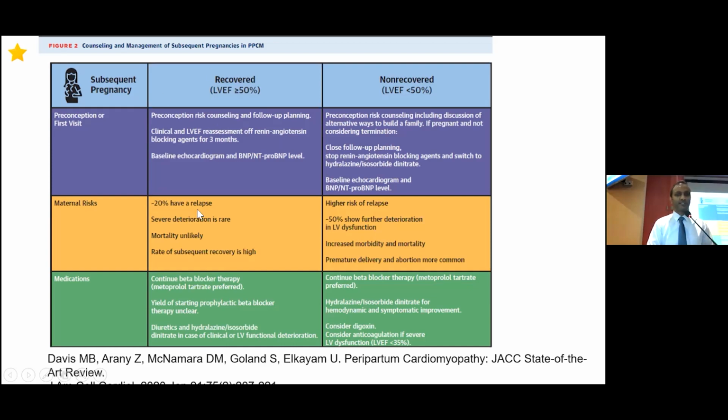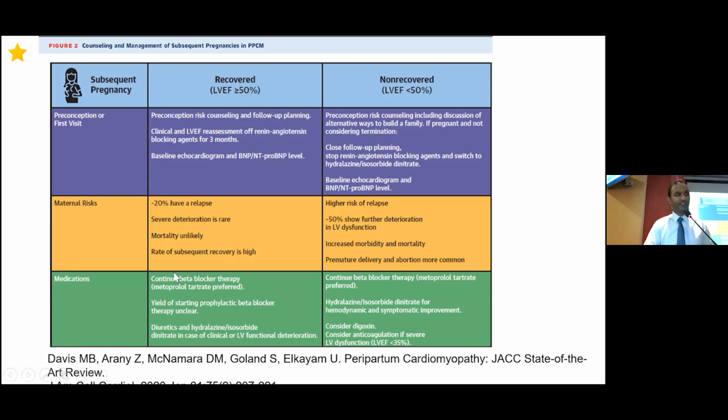If the patient recovered, they have a low risk of recurrence, and you can advise pregnancy with close monitoring. But if they have not recovered, you should have a discussion with the patient and better discourage the pregnancy. But it will depend; you have to base it on a case-by-case basis. If the patient's first child passed away or something like that, you have to consider that. But if the EF is very low, there's a very low chance of recovery and a very high chance of maternal death. But you can continue the guideline-directed medical therapy unless it is contraindicated in pregnancy.